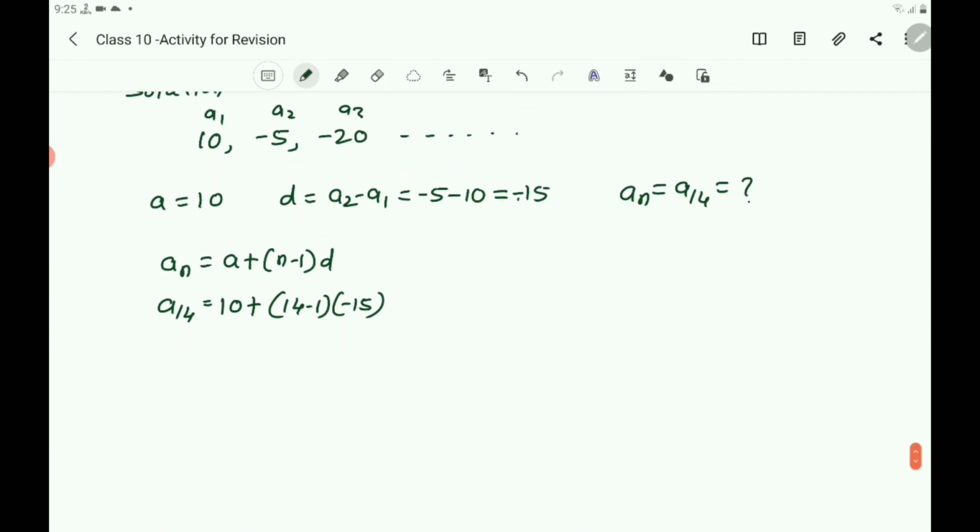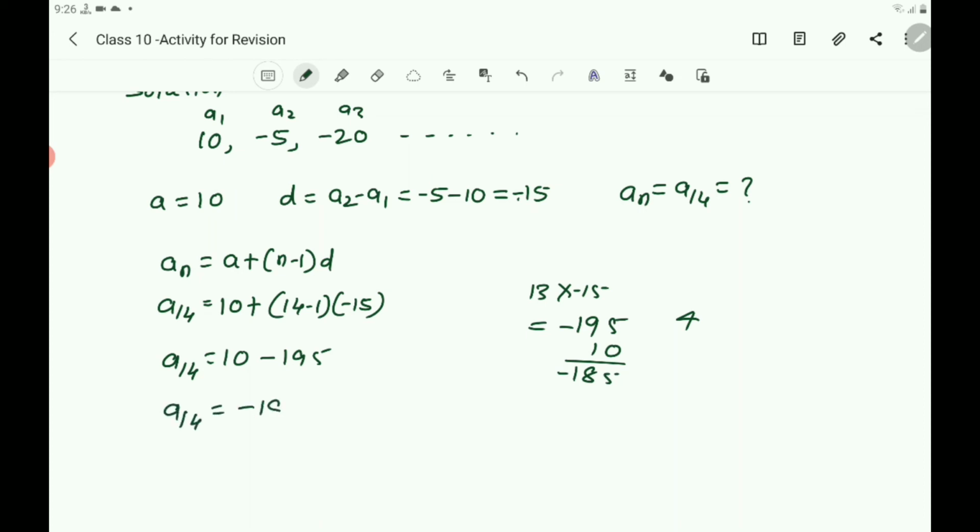Then A14 equals 10, 14 minus 1 is 13. 13 into minus 15. You know that 15 threes are 45. 15 ones are 15, plus 4 is 19. That is minus 195. Minus 195 plus 10. So we have to subtract here. That becomes 185. Minus 185. So A14 is minus 185.